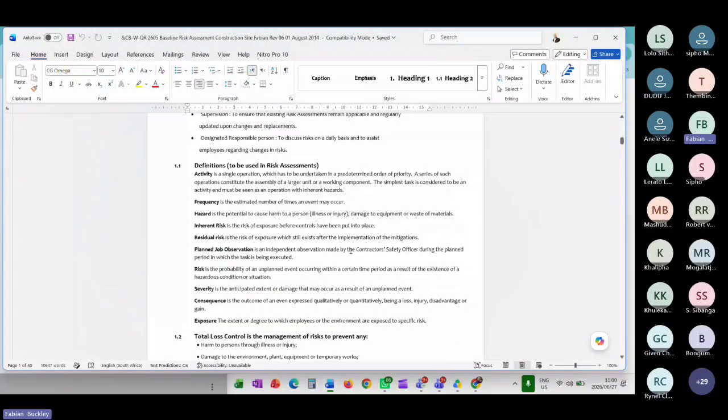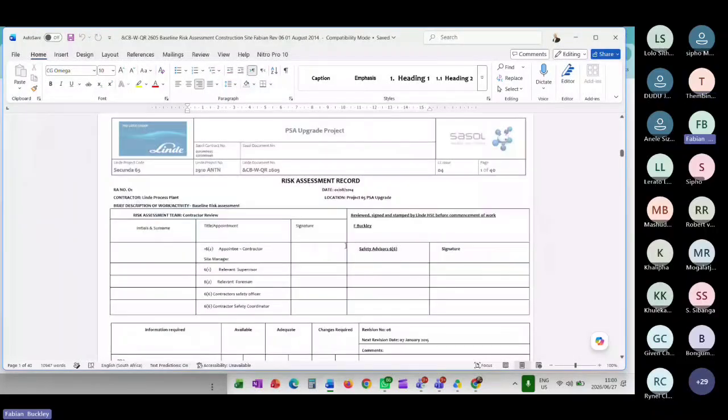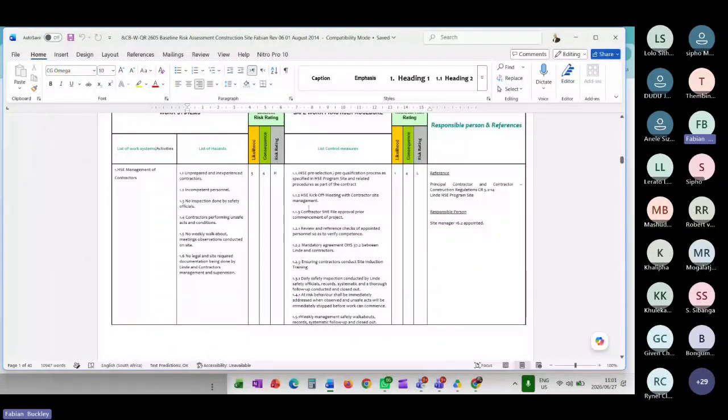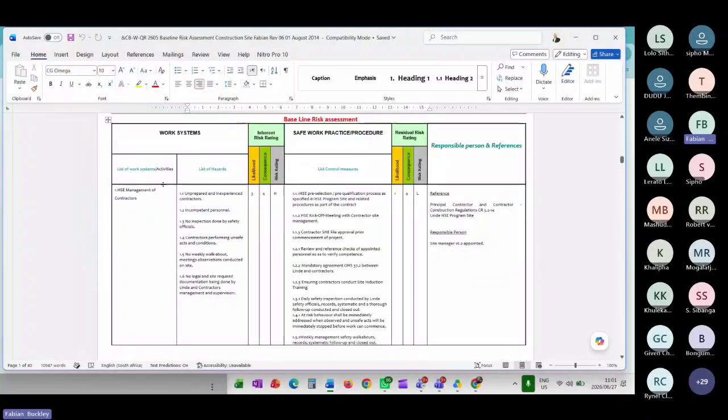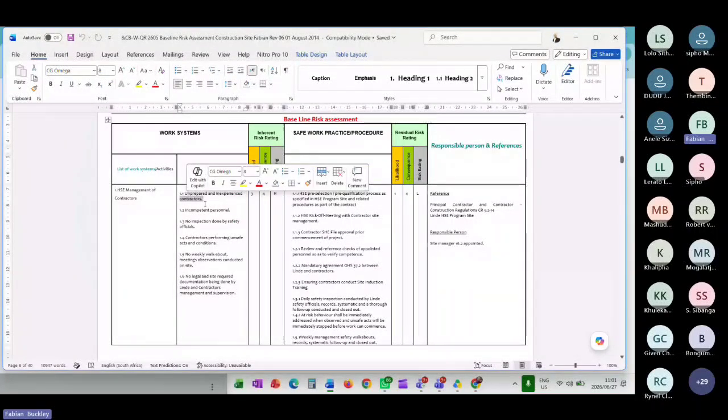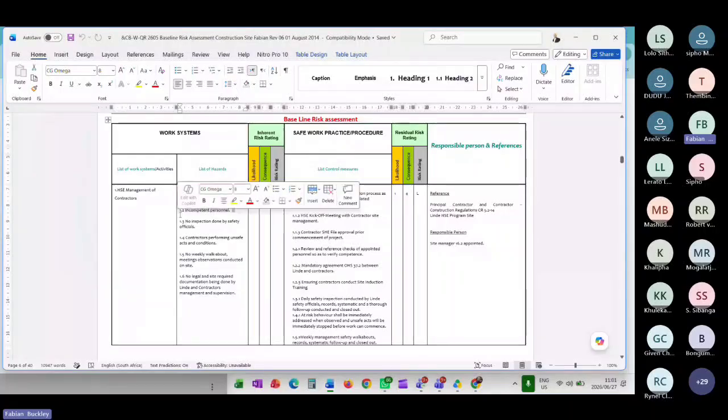So just a quick example again of one of the risk assessments that we have, and I want to also share a few examples of what people tend to do wrong. When it comes to listing of work activities, it's been listed as HSE management of contractors, and the list of hazards is unprepared and inexperienced contractors. Now, again, we start adding all these unnecessary aspects: incompetent personnel, no inspection done by safety officials. These, ladies and gentlemen, are very good examples of what are not hazards. They are a lack of a control.